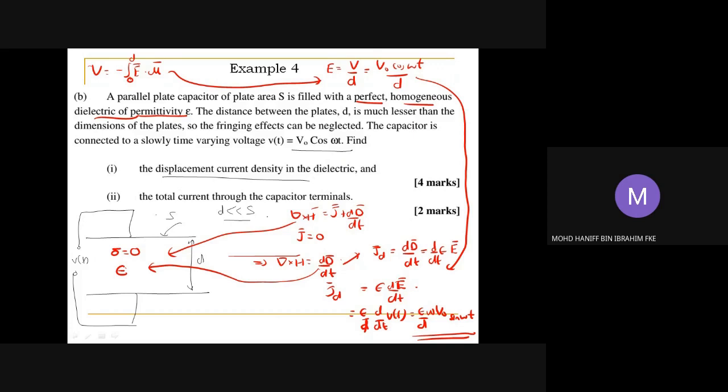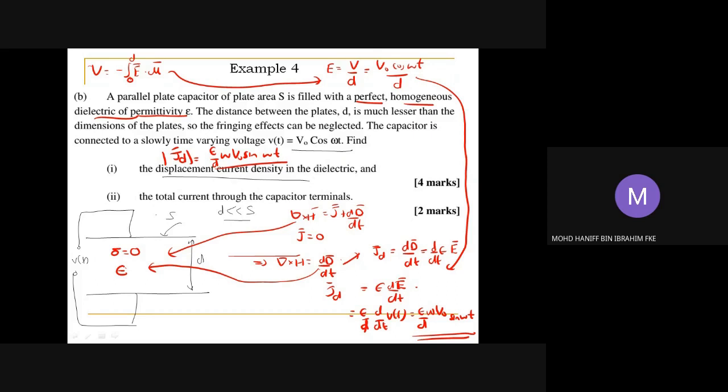So the displacement current density J_D will be equal to epsilon over d omega V naught sine omega t. This is the magnitude of J_D. We are not sure about the direction, because in terms of the vector, we are not given any information about it. So we just take the magnitude, which is epsilon over d omega V naught sine of omega t. That's how we calculate J_D.